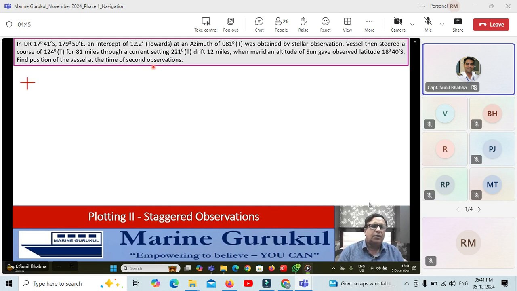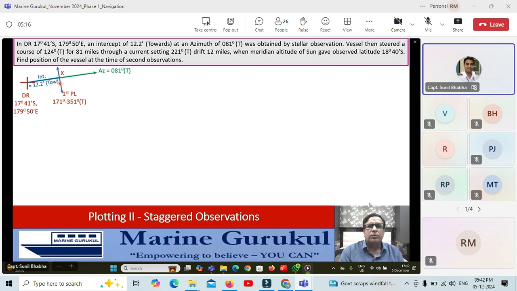Here we have the DR which comes up here, the time of first observation. Azimuth that time is 081, comes up on the screen. Intercept is towards, 12.2 miles towards, represented by blue line. This is the ITP, and here you have point X as the ITP, and you get the first PL. Now, vessel is somewhere on this PL passing through X at the time of the first observation.